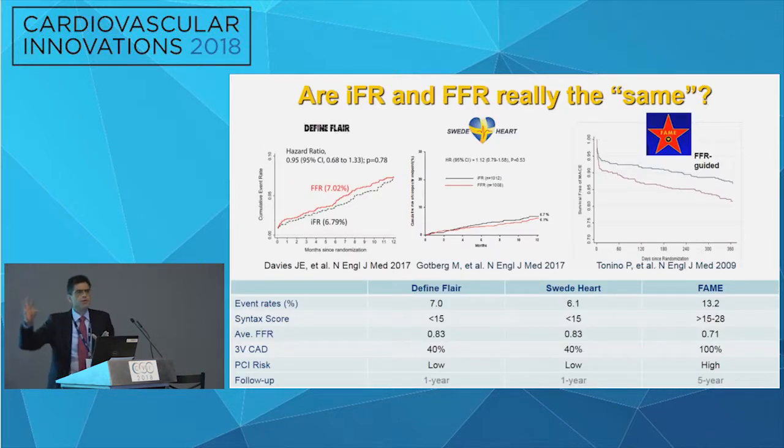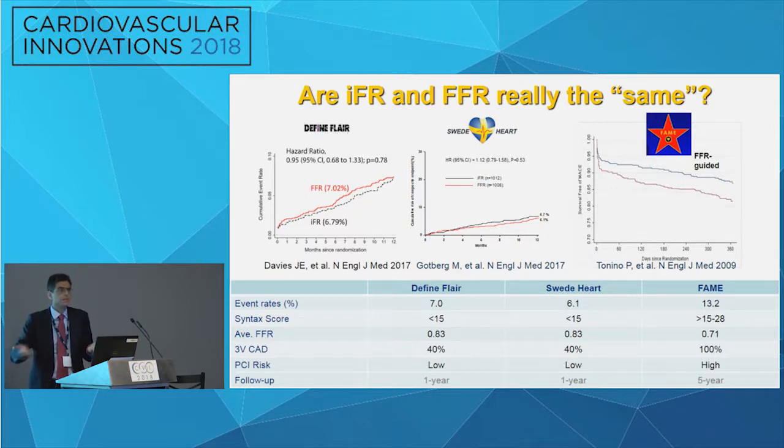The big difference between the FAME studies, which was the FFR validation, is that the baseline risk of the patients was significantly higher than that of the patients in DEFINE-FLAIR. And that, of course, has to do with the inclusion-exclusion criteria. The people who got into those studies were lower risk than the ones who got into FAME. And the reason is because FAME got multivessel disease, right?